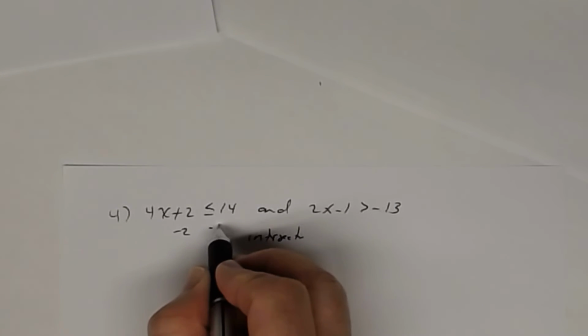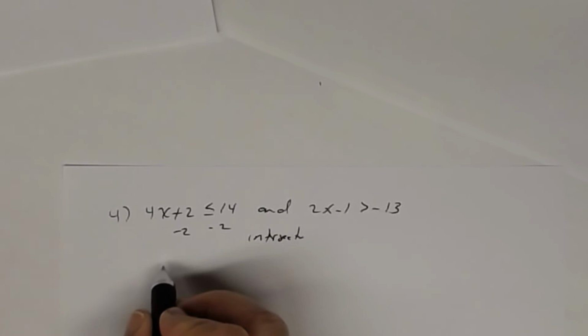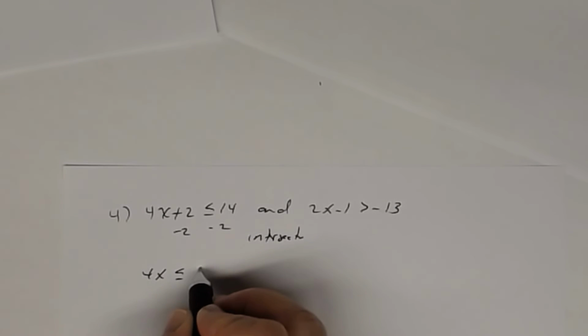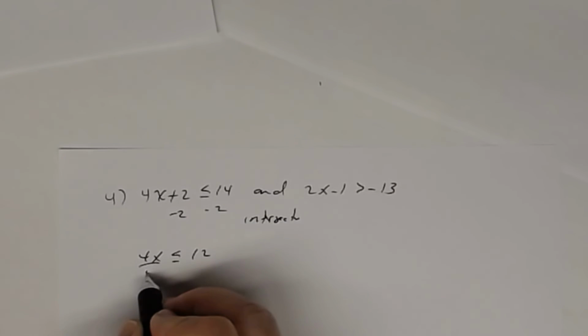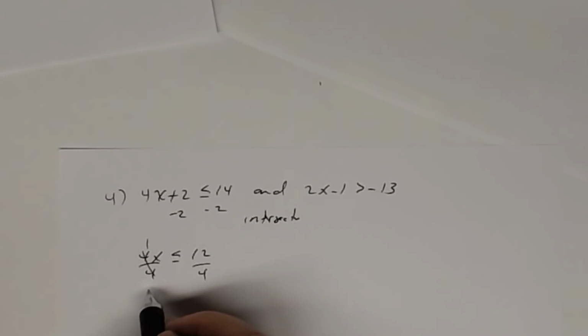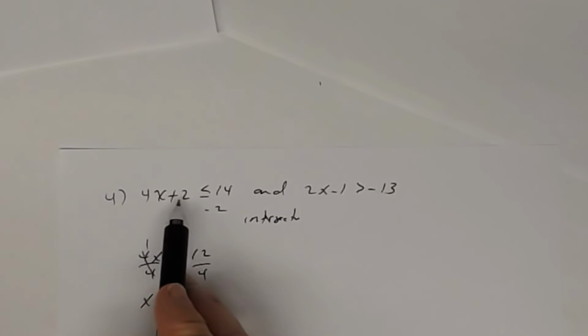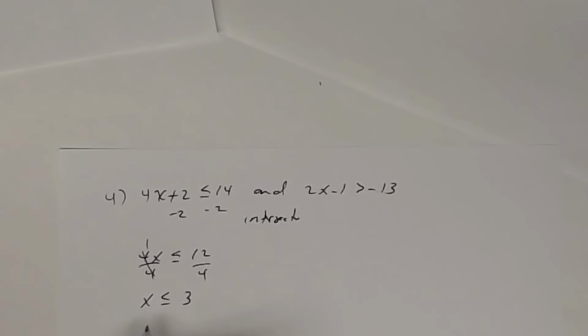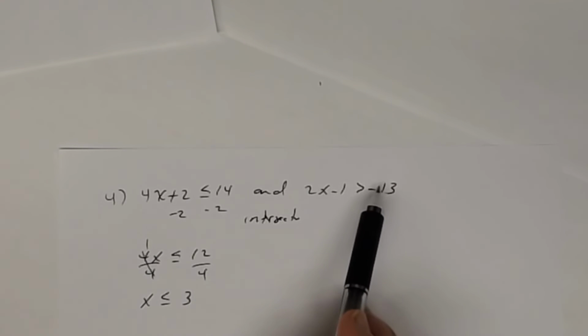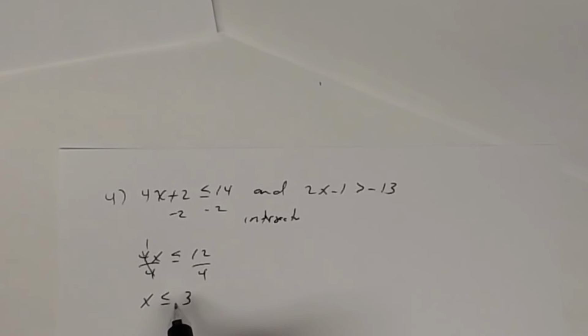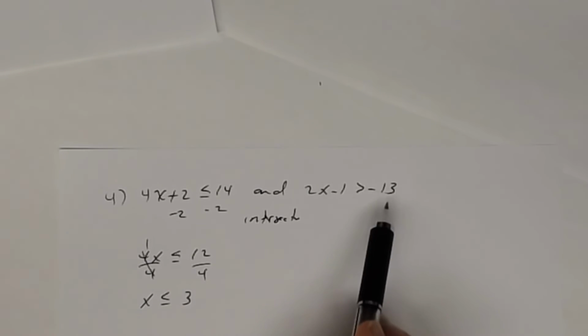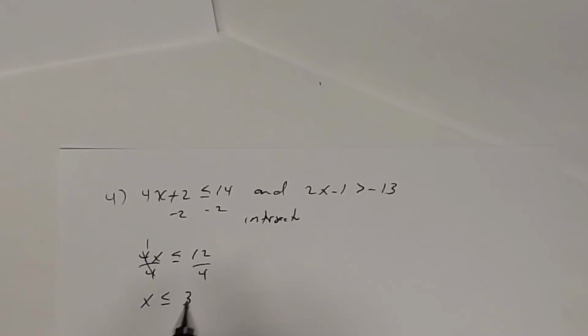So we're going to subtract 2 from both sides to solve for this one. And so I get 4x is less than or equal to 12. Divide both sides by 4, and then simplify. I get x is less than or equal to 3. So the solution to this linear inequality here is any real number less than or equal to 3. All right? But remember, I'm trying to solve this compound inequality, so I got to see if any of this overlaps with any of these solutions, because that's the intersection.